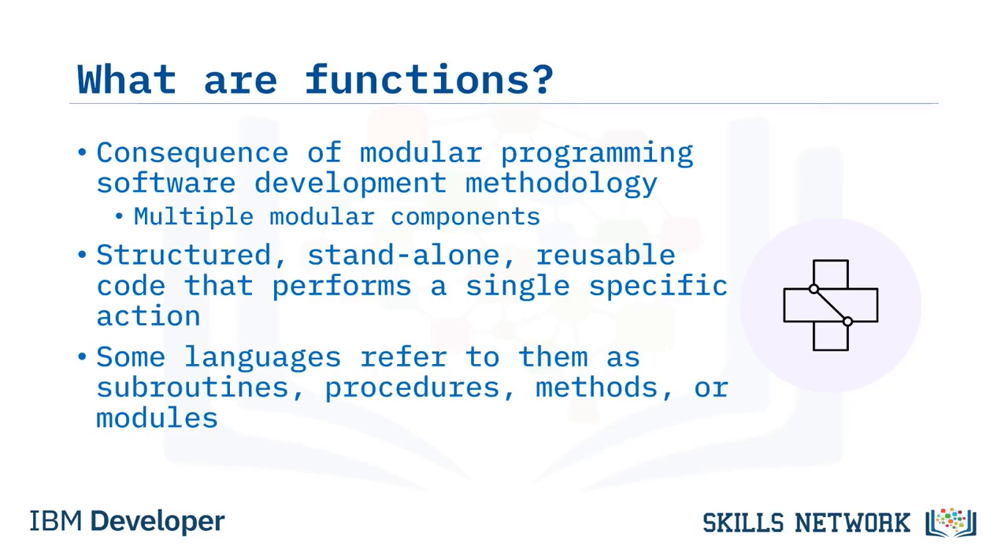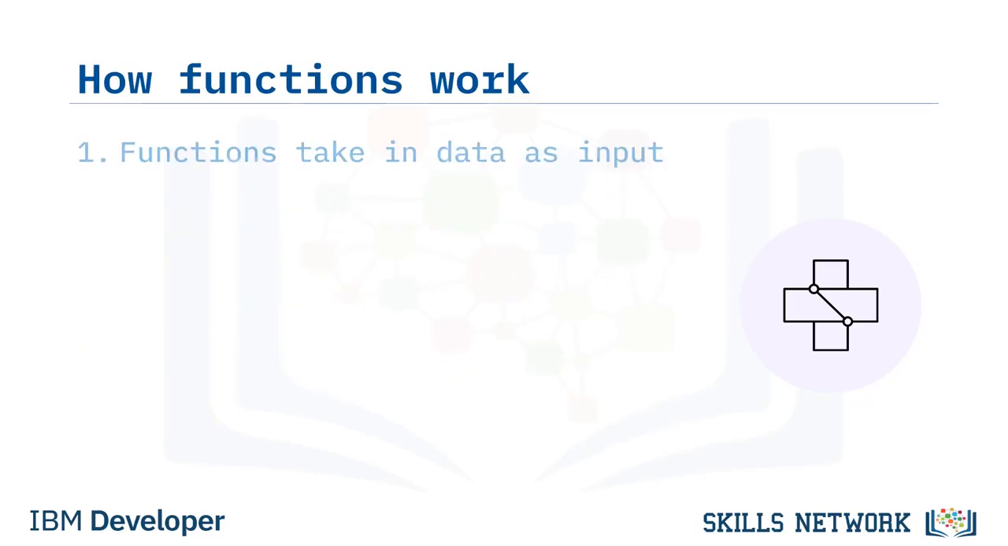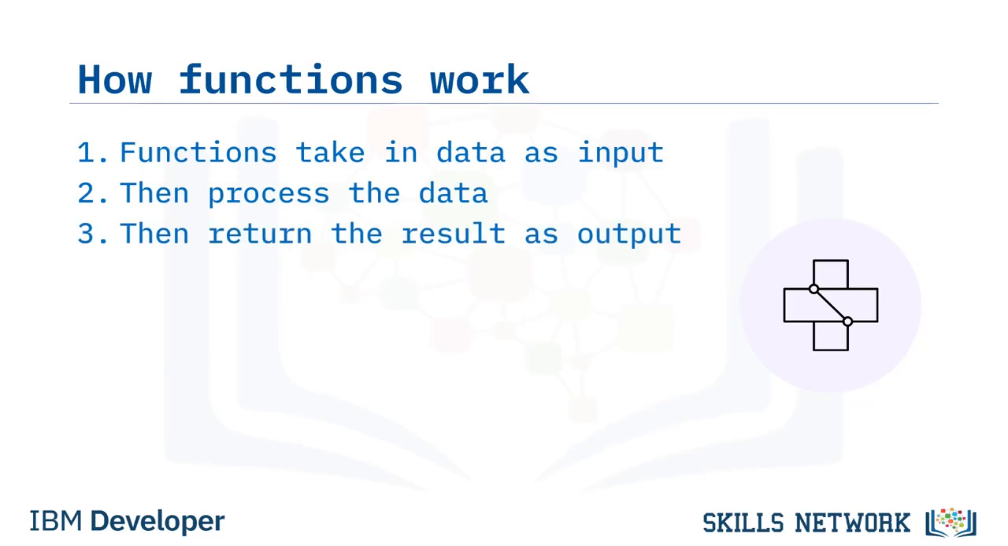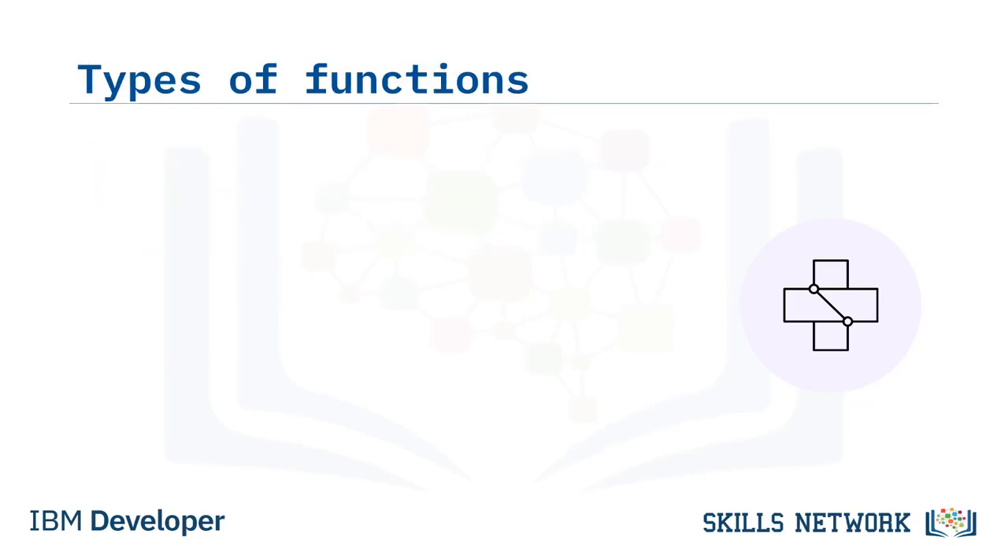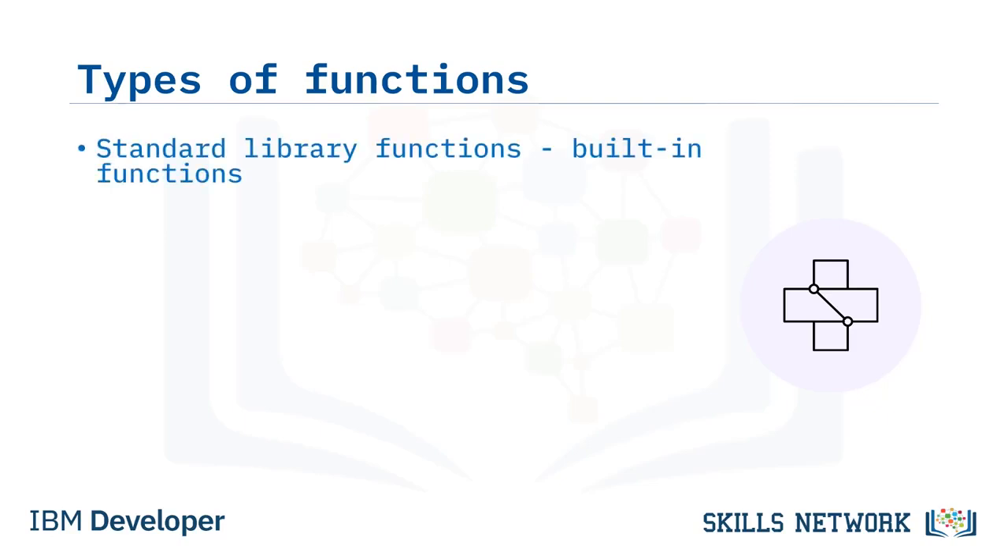Although some programming languages may refer to them as something else, such as subroutines, procedures, methods, or modules, most modern programming languages refer to them as functions. Functions take in data as an input, then process the data, and then return the result as an output. There are essentially two types of functions. Standard library functions are the built-in functions provided by the programming language. Common examples include the if, else, while, and print functions.